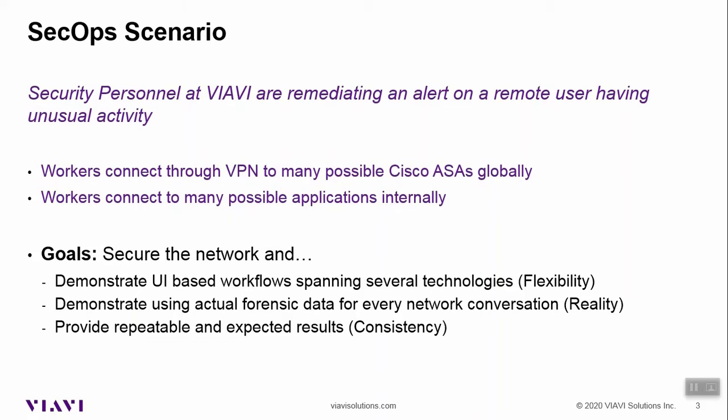Here, the example has a remote user that has had some unusual activity and they need to take a closer look at it. Again, they need to figure out what VPN that they connected to, possibly globally, and also which applications is that user connecting to internally, and audit that. Same as the last one, we're going to demonstrate the flexibility of navigating through different types of technologies. We're going to show that this is reality. This is not a summary of what's happening. This is line by line forensic detail, and also consistency, that you'll be able to repeat this every single time.